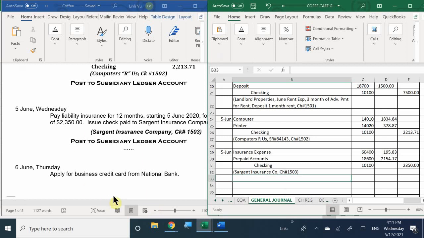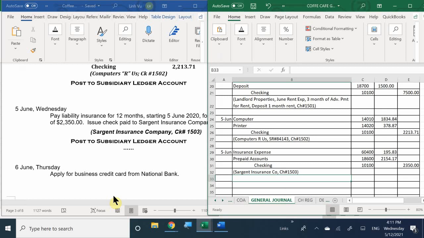What did we do here? Applying for a business credit card from National Bank. Okay. So we can't do anything because it doesn't have any additional information. Good. And we just applied for it. We don't know if we got approved.